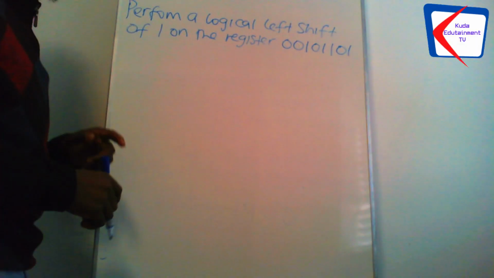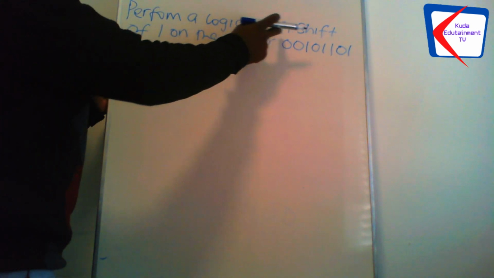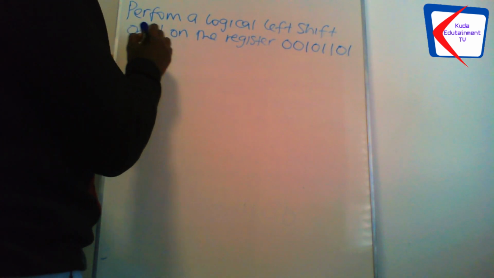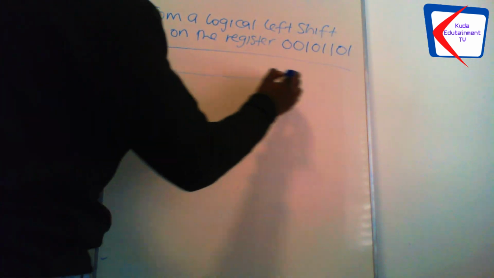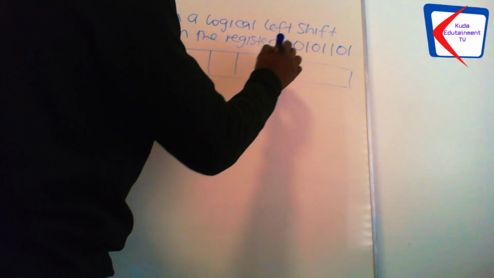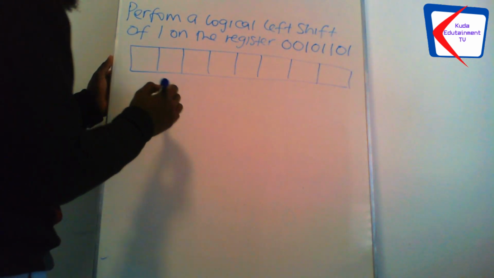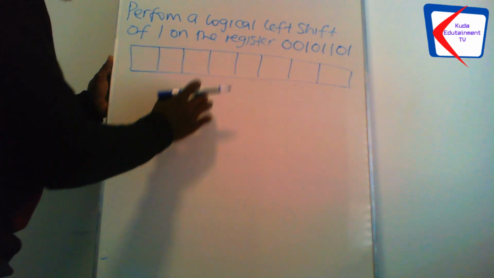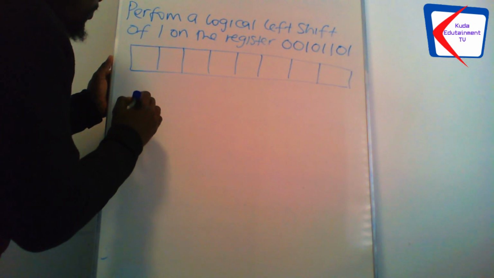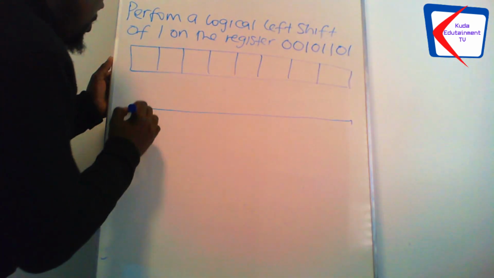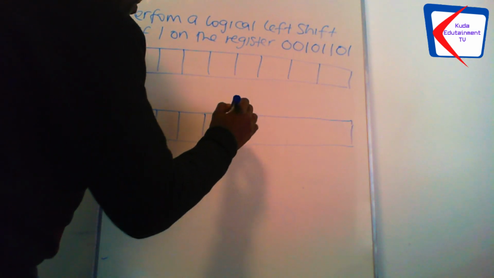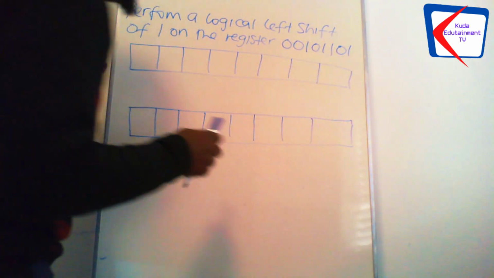Our question says, perform a logical left shift of 1 on the register 00101101. So what you simply do, we draw this register. It's an 8-bit register: 1, 2, 3, 4, 5, 6, 7, and 8. Then we need to draw another table like this one, which will have the new register after we have performed the logical shift. So this would be our new register after the shift.